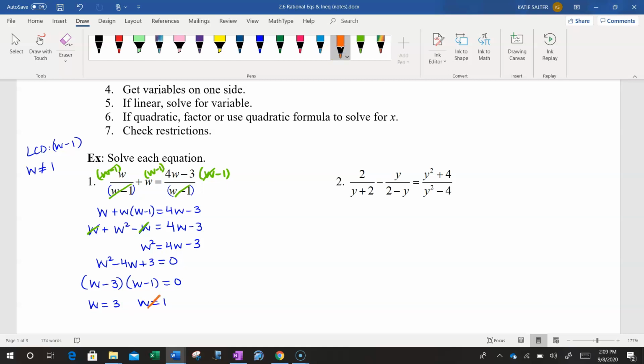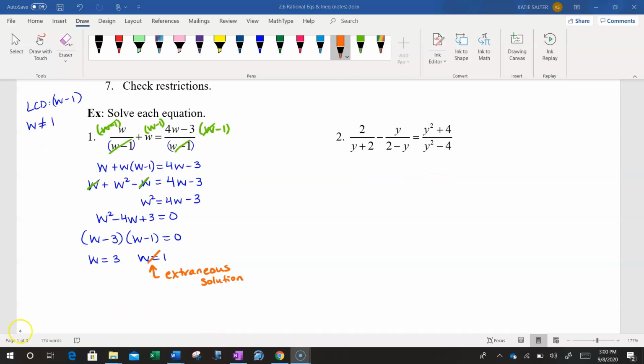W cannot equal 1 because that would make the denominator equal to 0. And that's what an extraneous solution is. It's where you worked the equation out perfectly fine. It's just that one of your answers does not work. So in this case, we only have one answer, which is 3.